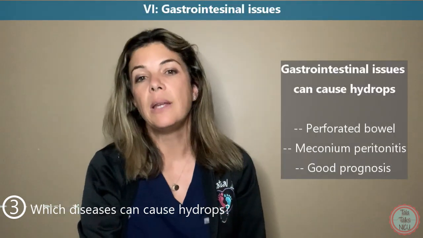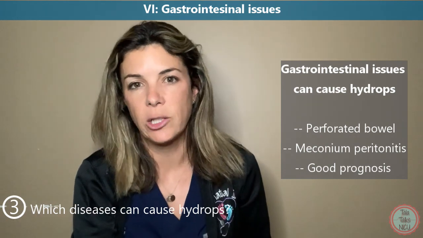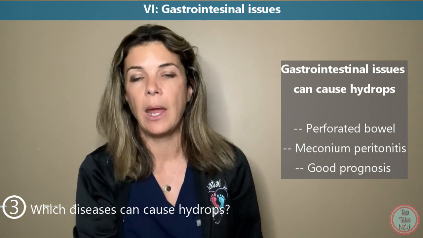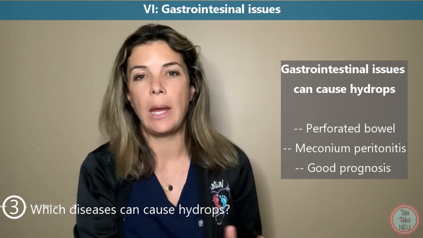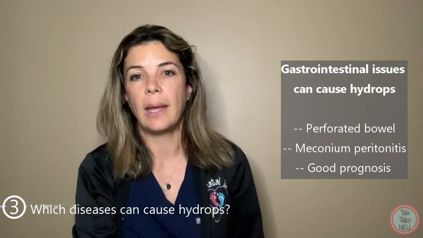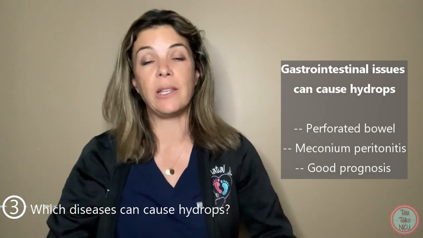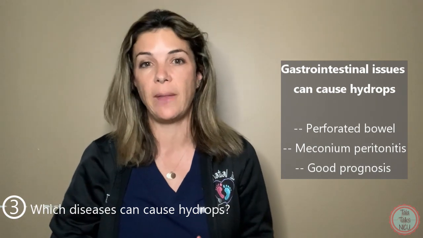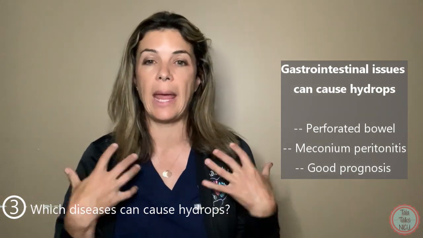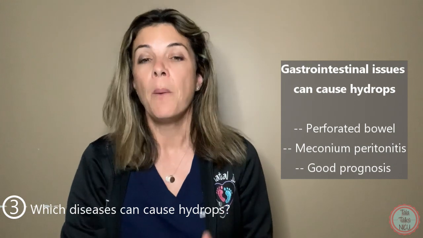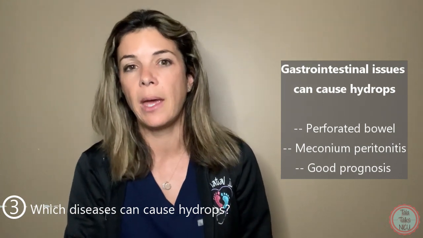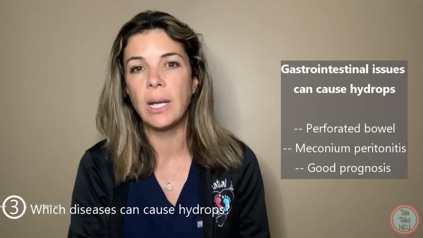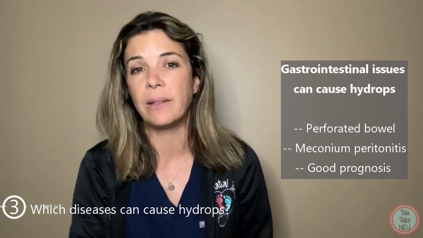And then number 6, gastrointestinal issues can cause hydrops. So for example, you could have a perforated bowel or a meconium peritonitis. And in these situations, you're probably going to end up with ascites just because there's loads of inflammation there. And then very often they can end up with skin thickening as well. Most likely the cause of hydrops there is just the overall inflammation and the leakiness of the capillaries. Generally, these causes of hydrops have a better prognosis.